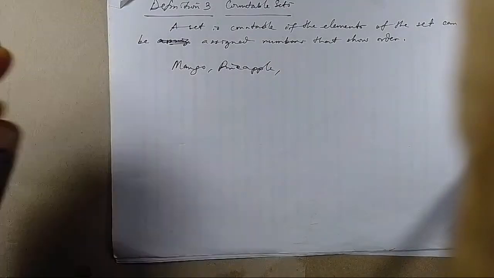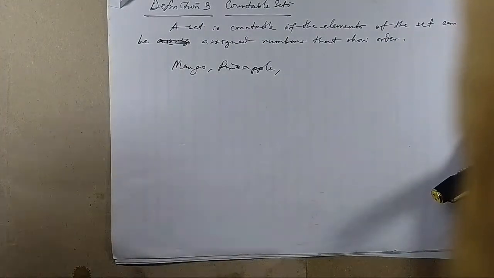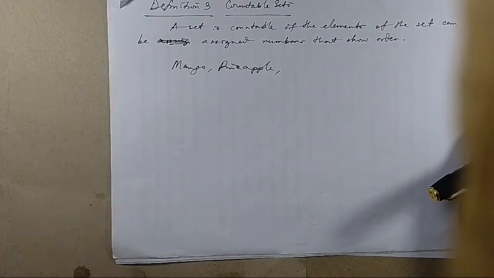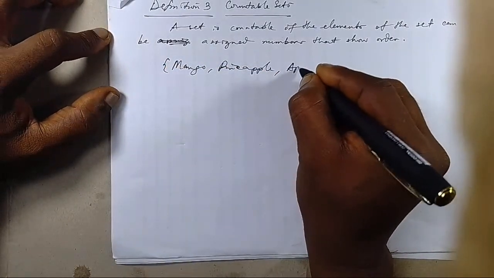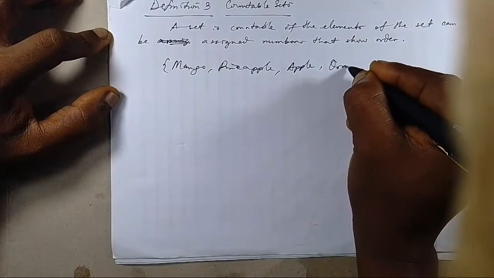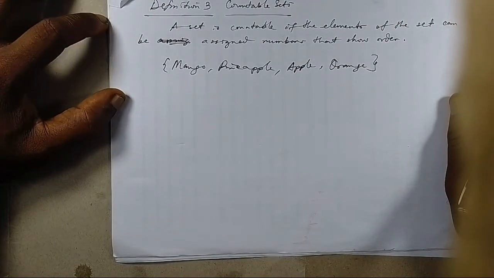Okay, so definition 3. A set is countable if the elements of the set can be assigned numbers that show order or listing of that set. Please take note. A set is countable if the elements of the set can be assigned numbers that show order or listing. Now, if I have mango, pineapple, apple, orange as members of a set, this set is clearly finite, and at the same time, it is countable.